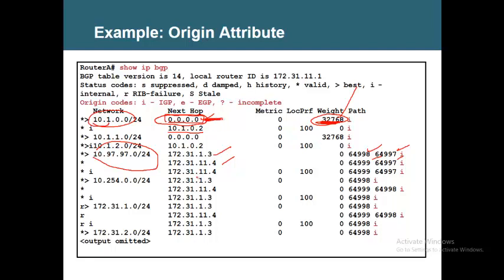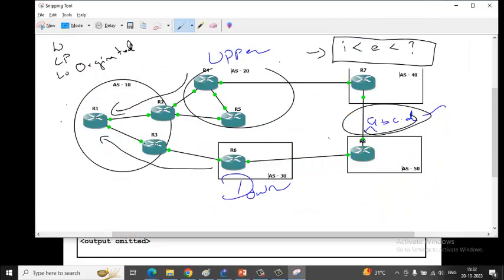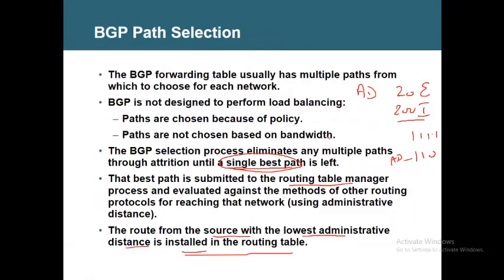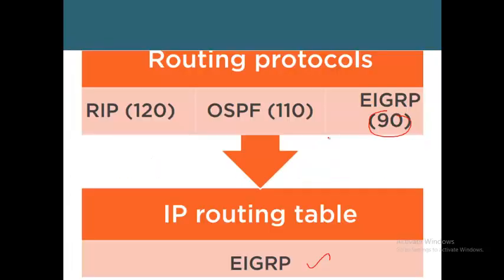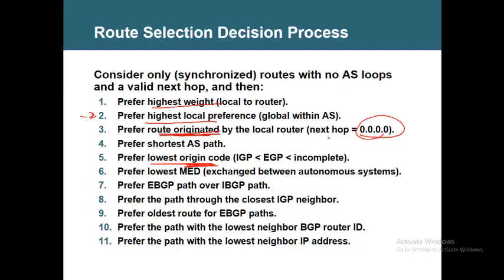See, here also you have 0.0.0.0, 32768. For a local network, the next hop is 0.0.0.0 and the weight is 32768, so that the very first attribute itself will be a match. You can go up to 65535, you have 16 bits. Yeah, then that will be preferred.